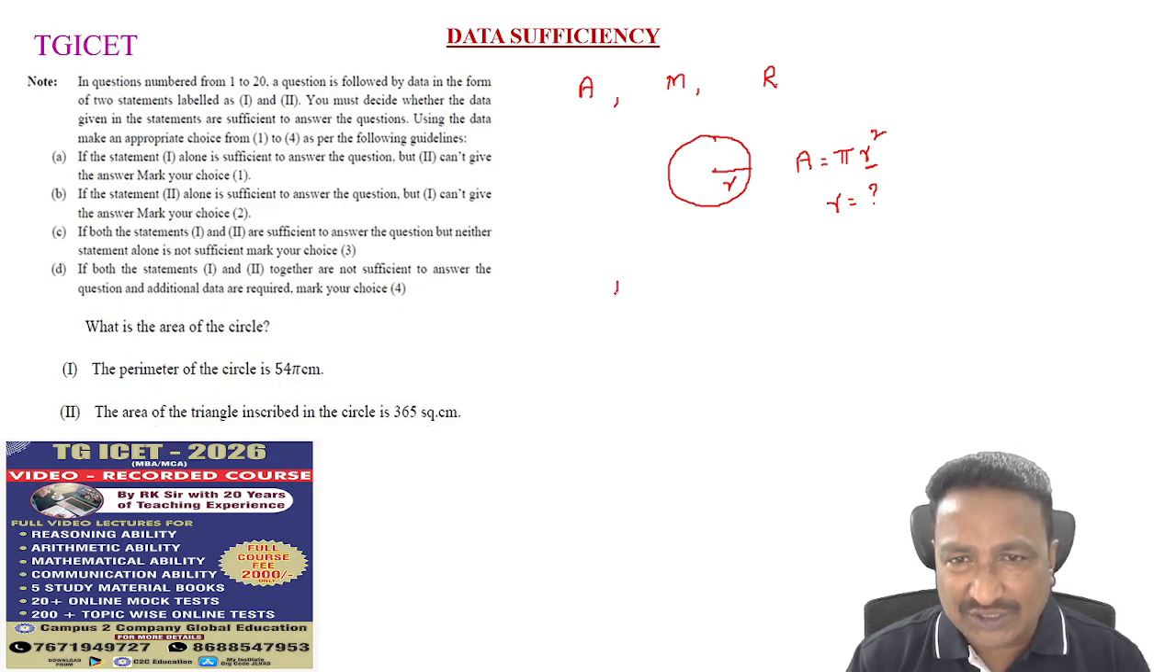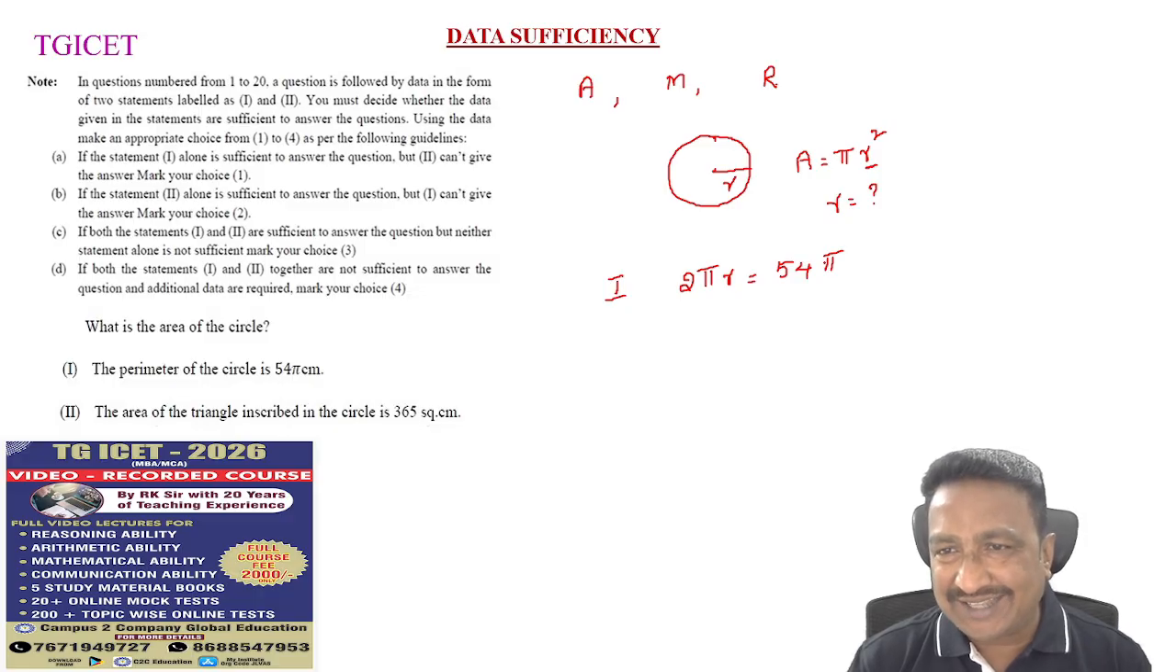So according to the first statement, the perimeter of the circle, they will not give the formulas. We have to remember the formulas. So we know that the perimeter of the circle is equal to 2 pi r. So 2 pi r is equal to 54 pi. Now how to answer? If you are very good in calculations, then you can think that pi gets cancelled and 2 goes into 54 27 times. You will get the r value directly. So once you get the r value directly, we can find the area of a circle.